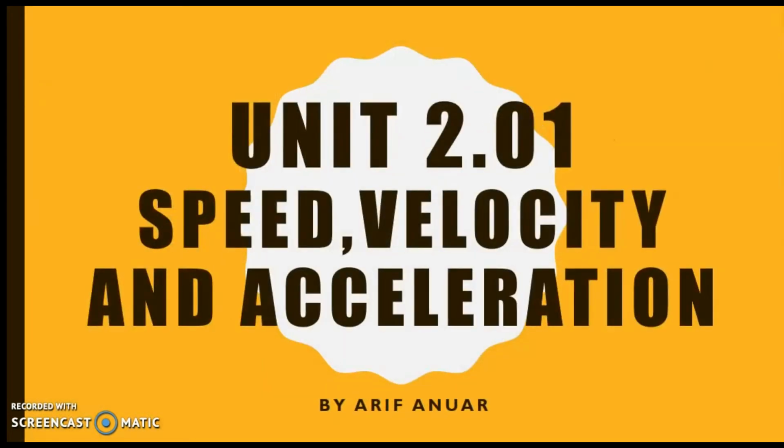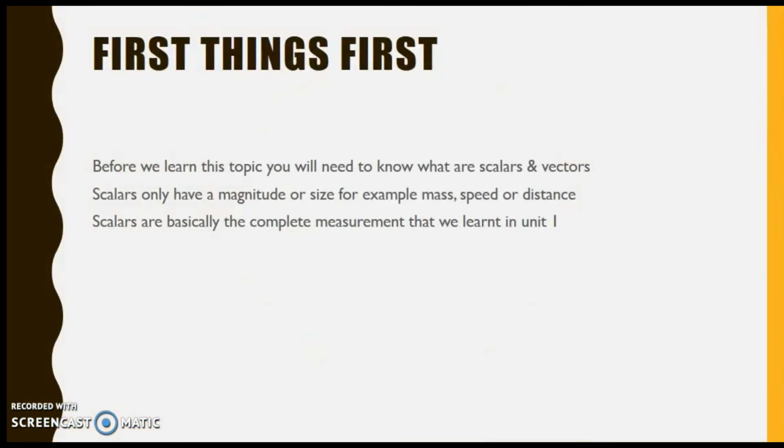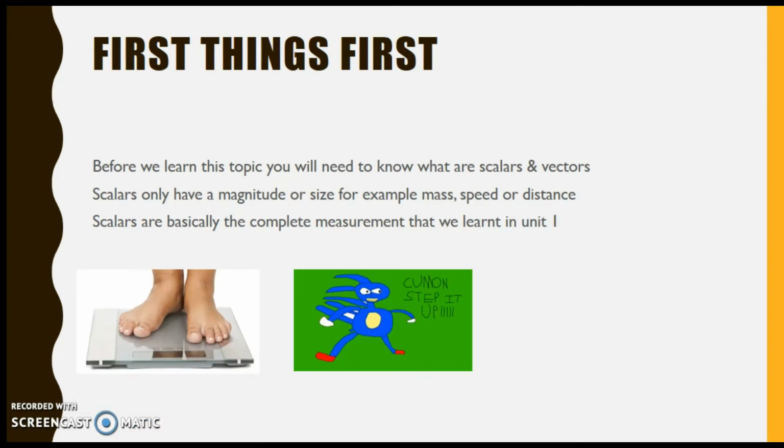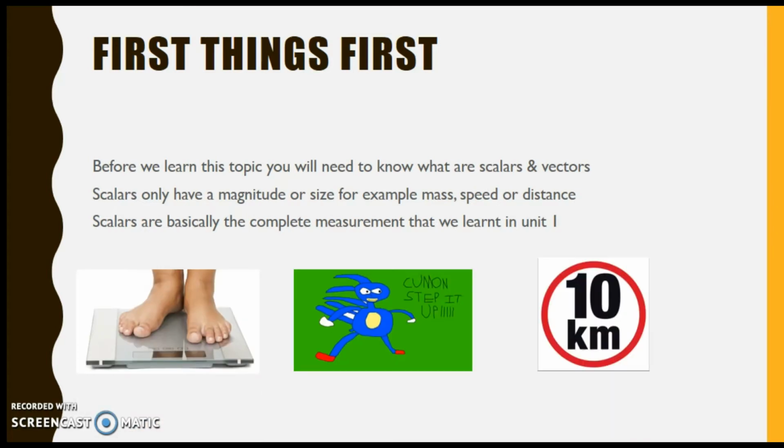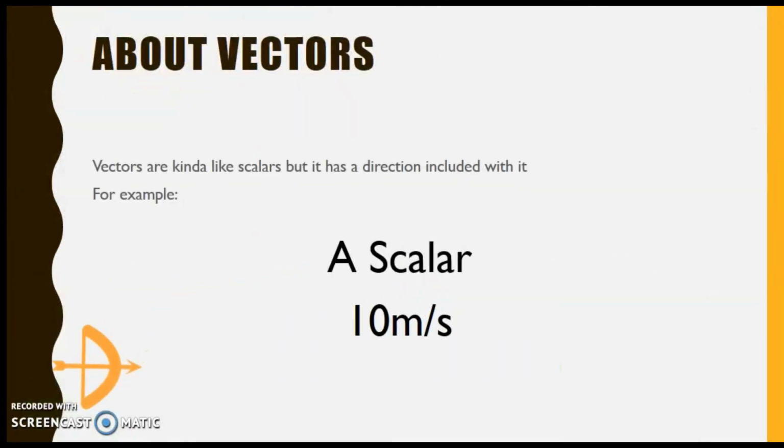In this episode, we'll be covering Unit 2.01, Speed, Velocity, and Acceleration. First things first, before we learn this topic, you'll need to know what scalars and vectors are. Scalars only have a magnitude or size, for example, mass, speed, or distance. Scalars are basically the measurements that we learned in Unit 1. Vectors are kind of like scalars, but have a direction included with them.